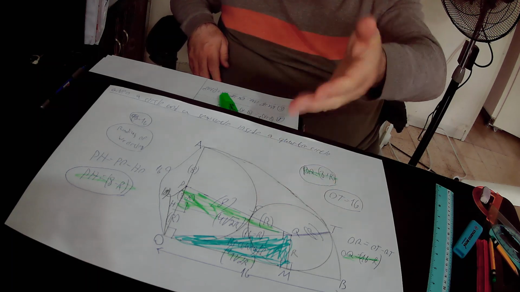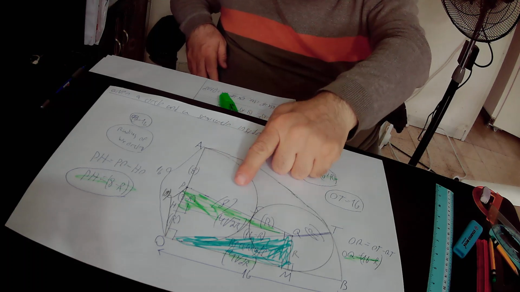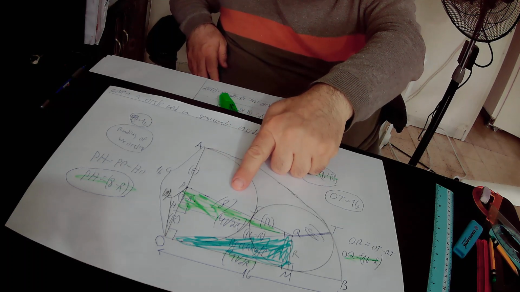So this is exactly the definition of a radius. Therefore, PS is the radius of this semicircle, that is equal to 8 units according to what we already found out.